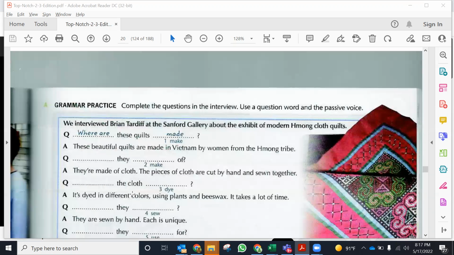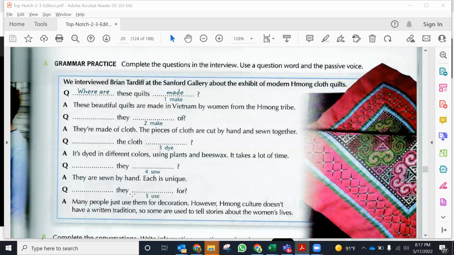If you don't have any questions with the exercise or with the explanation, now I'm going to go with the grammar practice, okay? It says, complete the questions in the interview. Use a question word and the passive voice. Okay, a question word in the passive voice. Okay, question number 1. Imagínense que no tenemos las respuestas ahí. Solo tenemos these kilts. These beautiful kilts are made in Vietnam by women from the Hmong tribe.